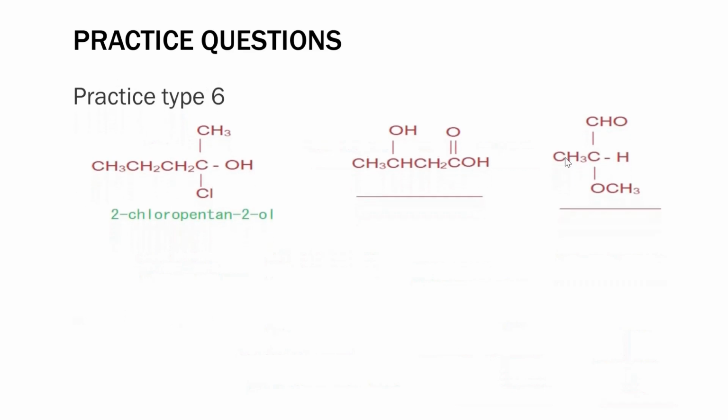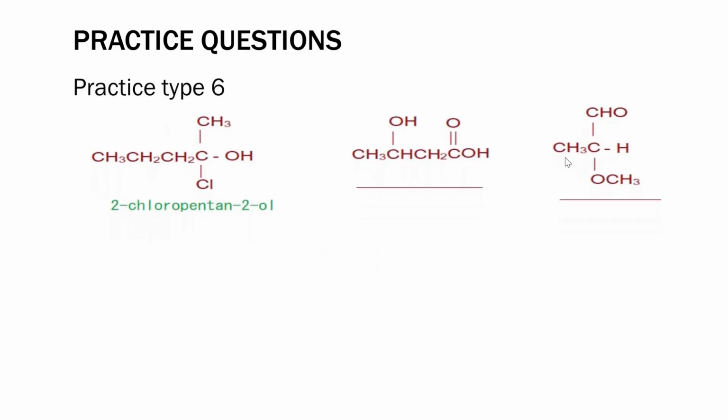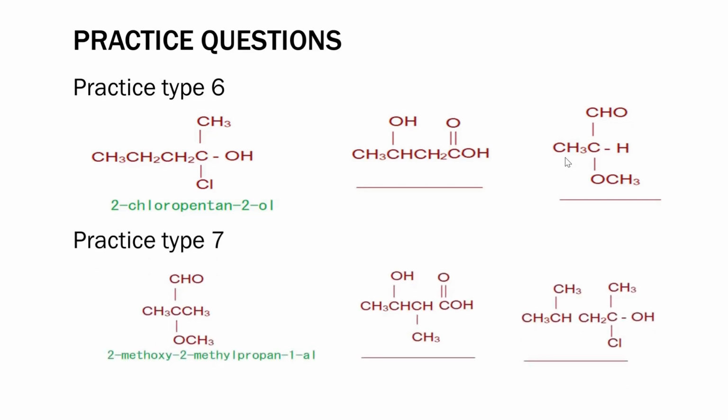Similarly, we have practice type 6, and in this type we have the compounds containing 2 or more functional groups. We probably use the polyfunctional rule over here. And practice type 7 contains the most complex compounds which have branches as well as 2 or more functional groups. So these are generally the types of questions you can practice.